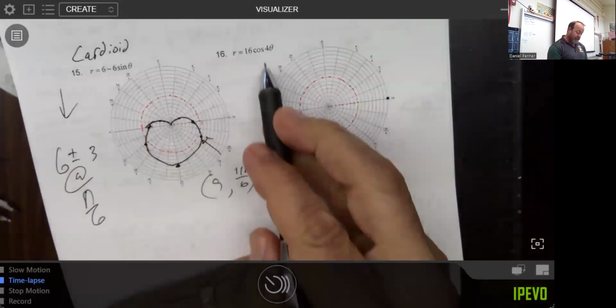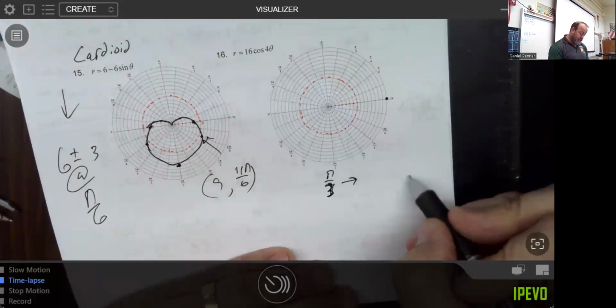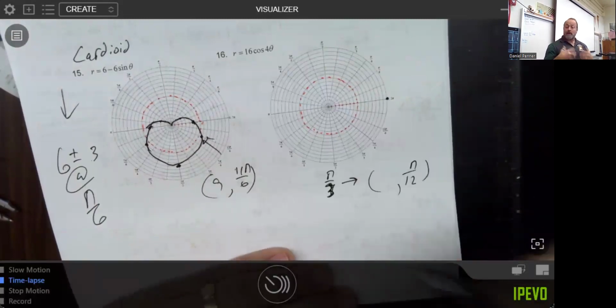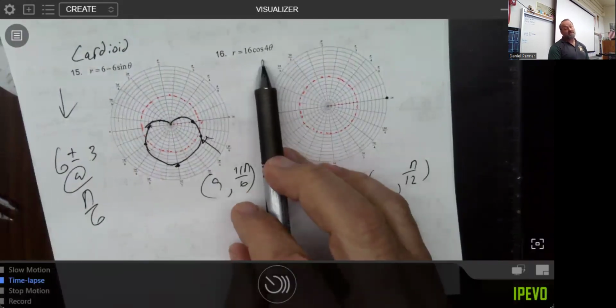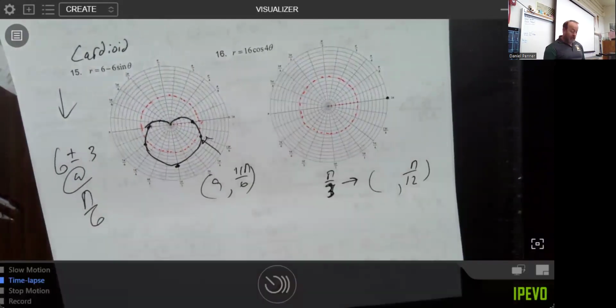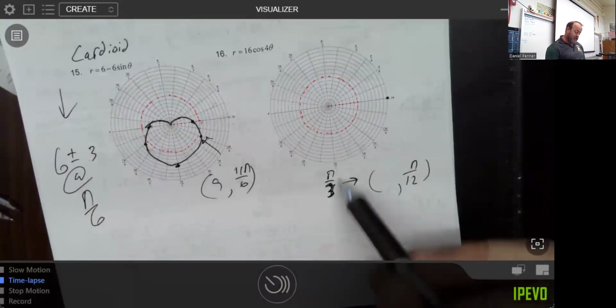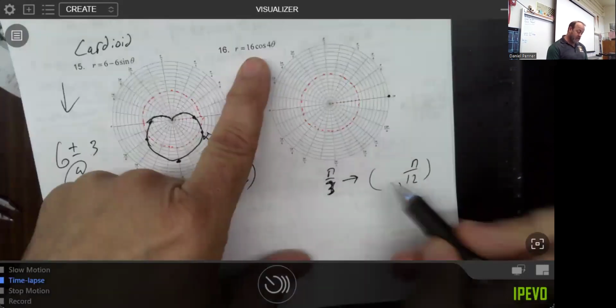But that pi over 3 is going to turn into pi over 12 because remember, in graphing by transformation, this says multiply theta by 4. So I'm going to divide by 4. And I like it because that's the place where it hits a half. And so my radius would be 8.